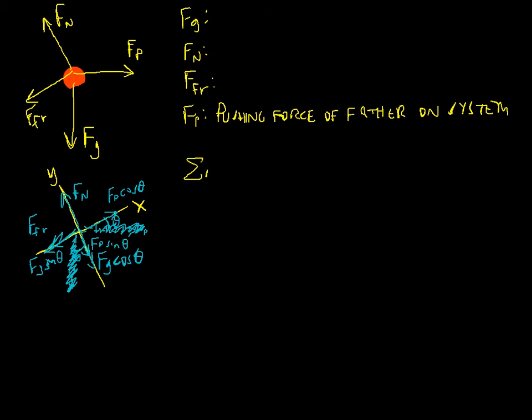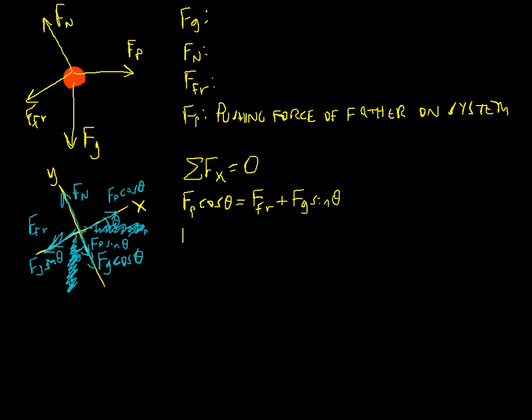So the sum of the forces in the x direction, since the sled is not accelerating, still moving at a constant speed, is equal to 0, which means we can set the force on the right, Fp cosine theta, equal to the two forces on the left. So Fp cosine theta equals Fr plus Fg sine of theta.